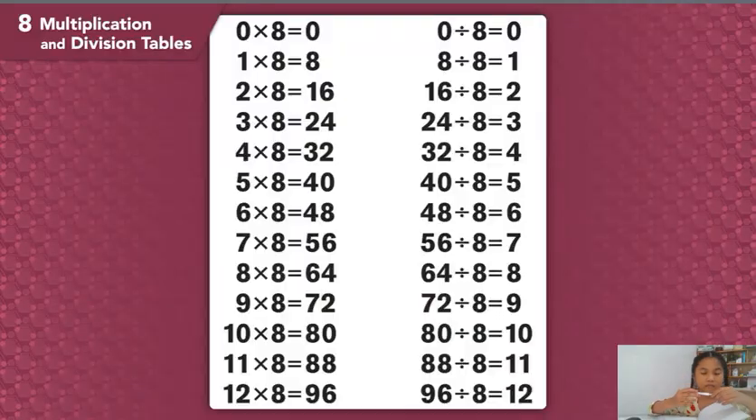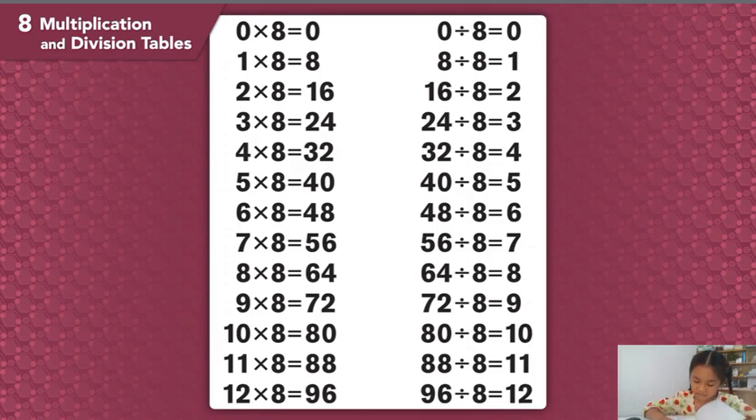So let's start with 0 times 8 as a team. Ready, begin. 0 times 8 equals 0. 1 times 8 equals 8. 2 times 8 equals 16. 3 times 8 equals 24. 4 times 8 equals 32. 5 times 8 equals 40. 6 times 8 equals 48.